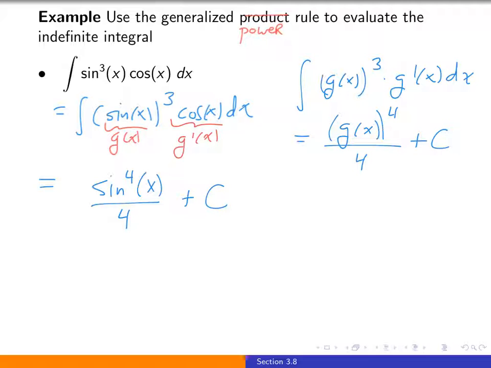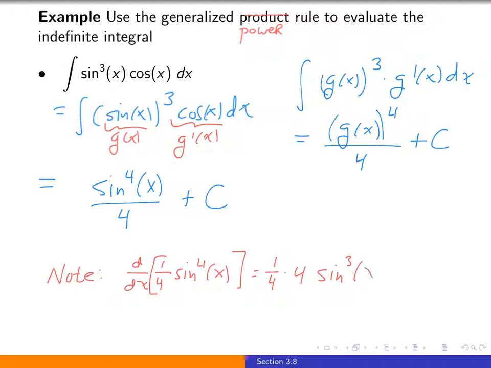Now I realize that this might work out in a way that seems almost too good to be true, so let's do our double check. If we differentiate 1/4 sine to the 4th, let's verify that we get back what's in the integrand. By the chain rule, the 4 comes down front, so we have 1/4 times 4. Our new power of sine is 1 less, and then we multiply by the derivative of that inside function. And the derivative of sine is cosine. So the 4 over 4 cancel, and what we're left with, sine cubed times cosine, is exactly the integrand function. So check.